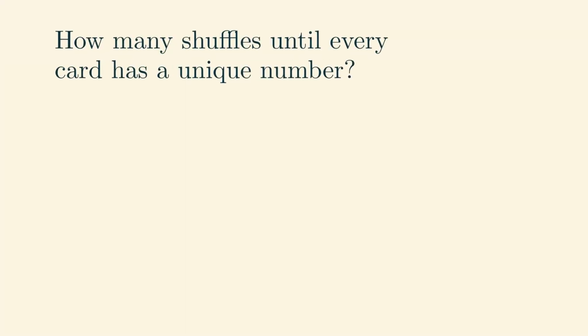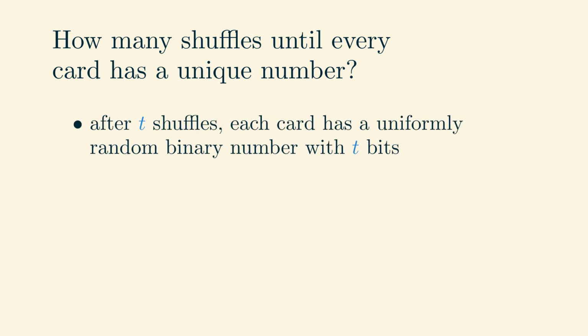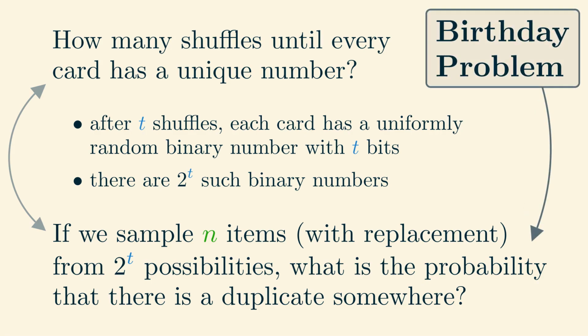How long does it take for this to happen? Well, after T shuffles, each card will have a binary number that is uniformly random among all binary numbers with T bits. There are 2 to the T of these numbers, and so what we are really asking is: if we sample n things with replacement from 2 to the T possibilities, what is the probability that we get a duplicate somewhere? This is an instance of the birthday problem, and so if you know about that, you might have some guesses, but again, we'll do our own analysis.